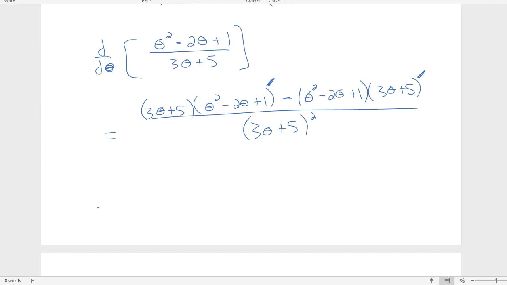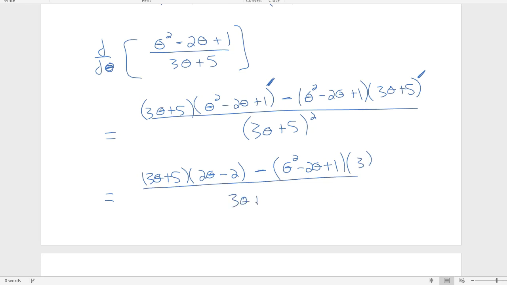And then I just need to simplify that. So I have the bottom, which was 3 theta plus 5 here, and then 2 theta minus 2 would be the derivative of the numerator. So I have theta squared minus 2 theta plus 1. Derivative of theta squared is 2 theta. Derivative of negative 2 theta is negative 2. The derivative of 1 is 0. And then I have theta squared minus 2 theta plus 1, times the derivative of 3 theta plus 5, which would be just 3, and then I have all of this over 3 theta plus 5 squared.